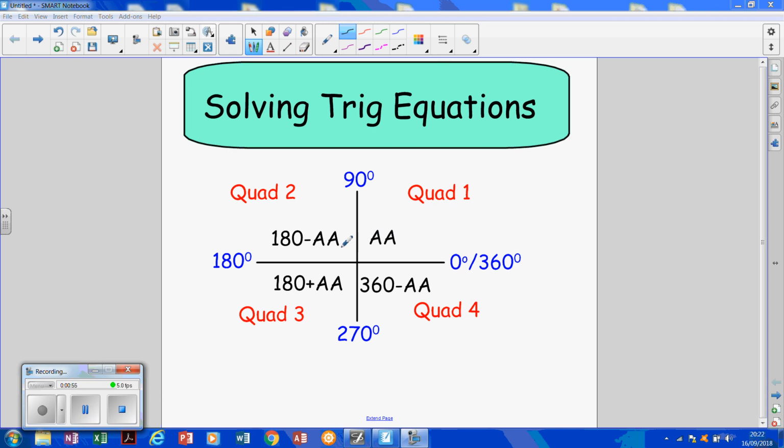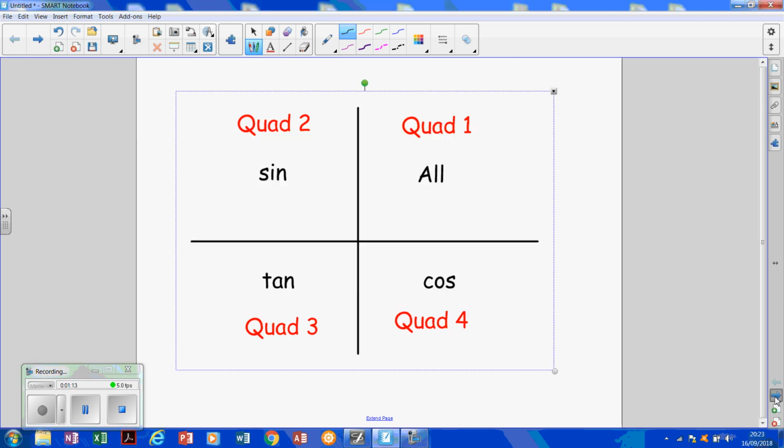If you have an answer that's going to be in quadrant 2, then you have to do 180 minus the calculator answer. Likewise, quadrant 3, 180 plus the acute angle or calculator angle, and in quadrant 4, 360 degrees minus the acute angle. Now, the other wee chart that goes with this one is this one here. When you solve a trig equation, you usually have 2 options. So there's going to be an answer in 2 quadrants, and depending on whether the sine, the tan, or the cos is positive or negative, then they will lie in these quadrants.